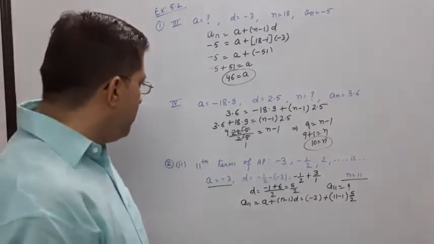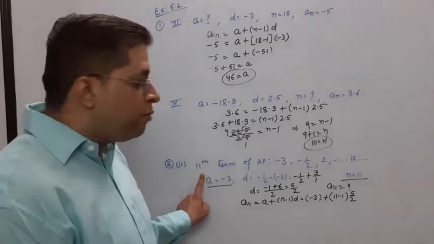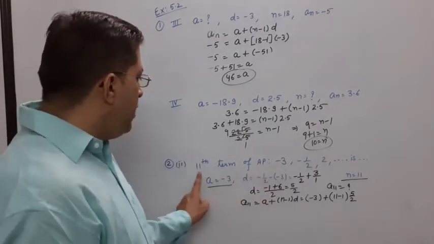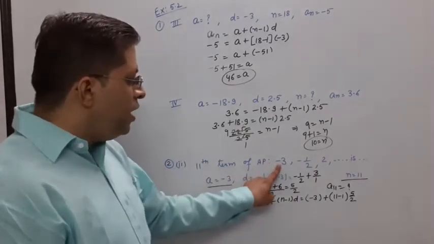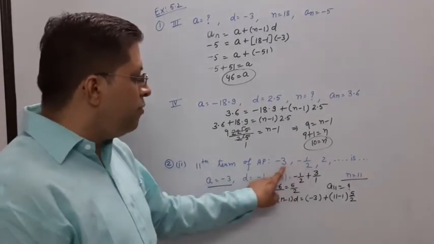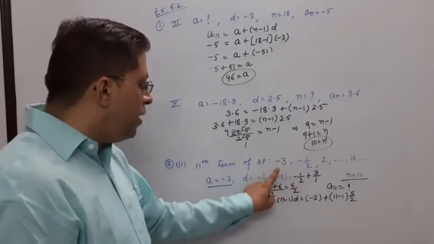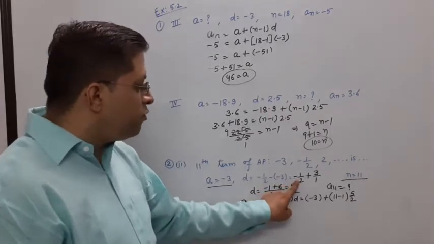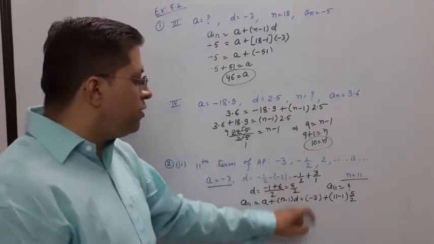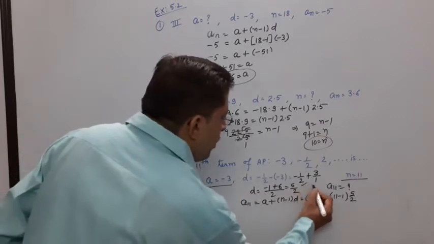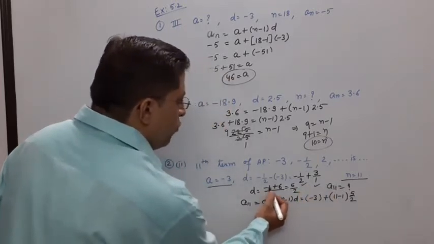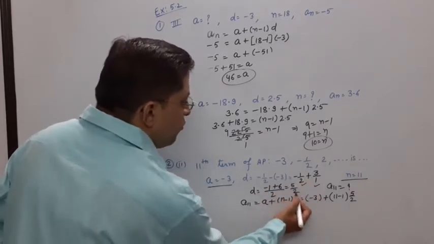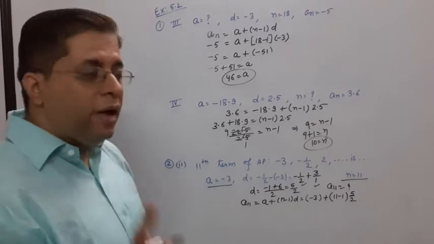One more. Second question, you have to find the 11th term of this AP. Okay, in the AP what is given? n is given to you clearly. A is given clearly. D is second term minus first term. Second term is minus 1 by 2. Here minus minus plus 3. So LCM of 2 and 1, that is 2. So you will get minus 1 plus 6 upon 2. This will be 5 upon 2. D you will get 5 upon 2.